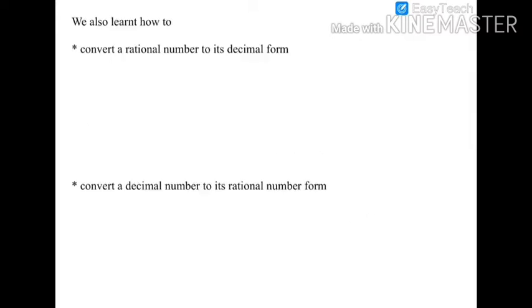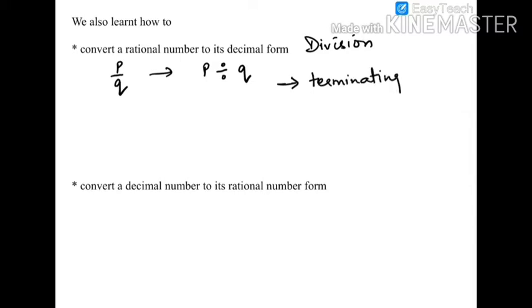Then moving forward in the chapter, we learned how to convert a rational number to its decimal form. So P upon Q is a rational number. To convert it into the decimal form, we divide P, that is the numerator, by the denominator. We use simple division process. And we found that we get two types of decimal representations: terminating and non-terminating recurring.